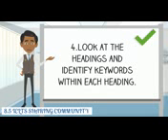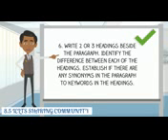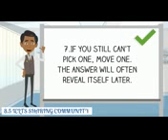4. Look at the headings and identify keywords within each heading. 5. Match any headings that are very obvious and you are sure about. 6. For the others, write 2 or 3 headings beside the paragraph. Identify the difference between each of the headings. Establish if there are any synonyms in the paragraph to keywords in the headings. 7. If you still can't pick one, move on. The answer will often reveal itself later.